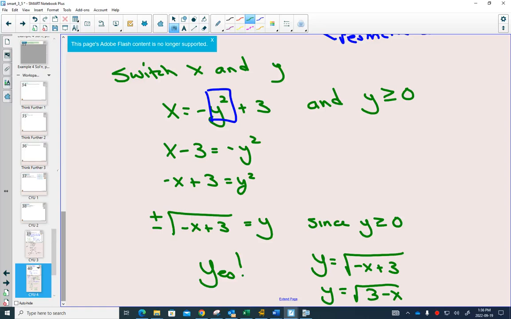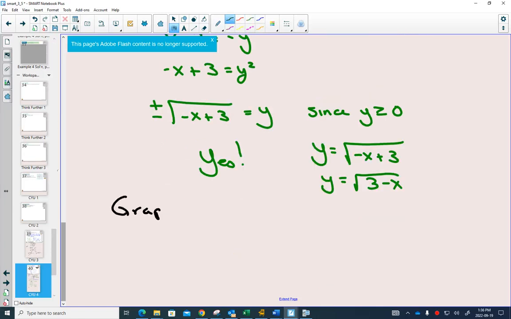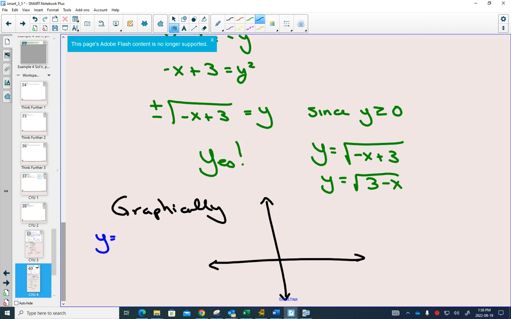This one in particular, I think, is a lot easier to see from the graphical perspective. So again, I'll write graphically here. I will graph in blue the original, which was negative x squared plus 3, where x is bigger than or equal to 0. Normally this would be a parabola, vertical reflection, opening down, vertical translation, shifted 3 units up.